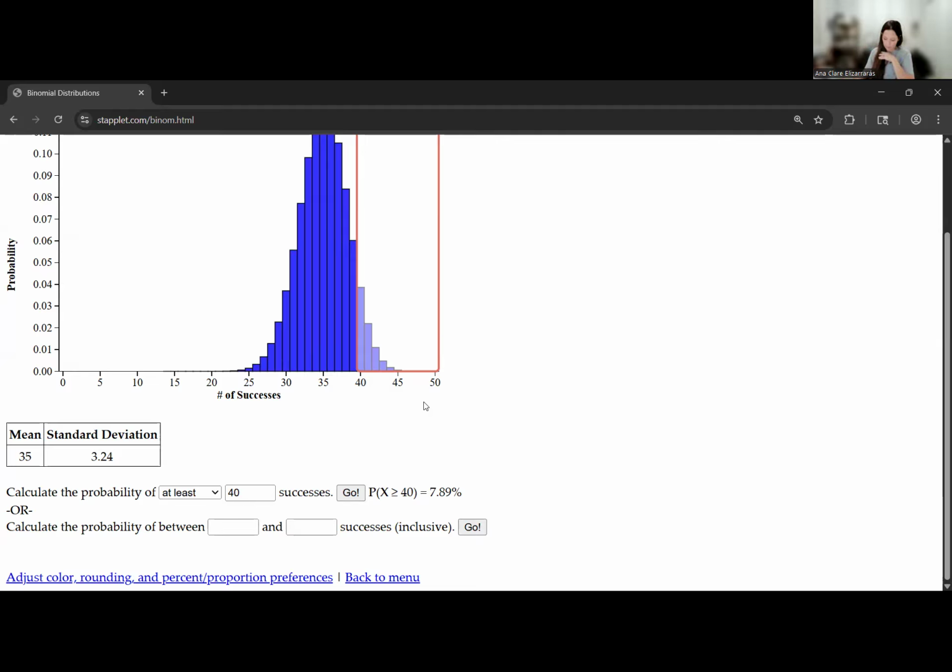So the probability of getting at least 40 students who turn in their homework on time was 7.89% or 0.0789. If 70% of the time is what we're dealing with, we would expect around 35. So having more than that is a little bit less likely.